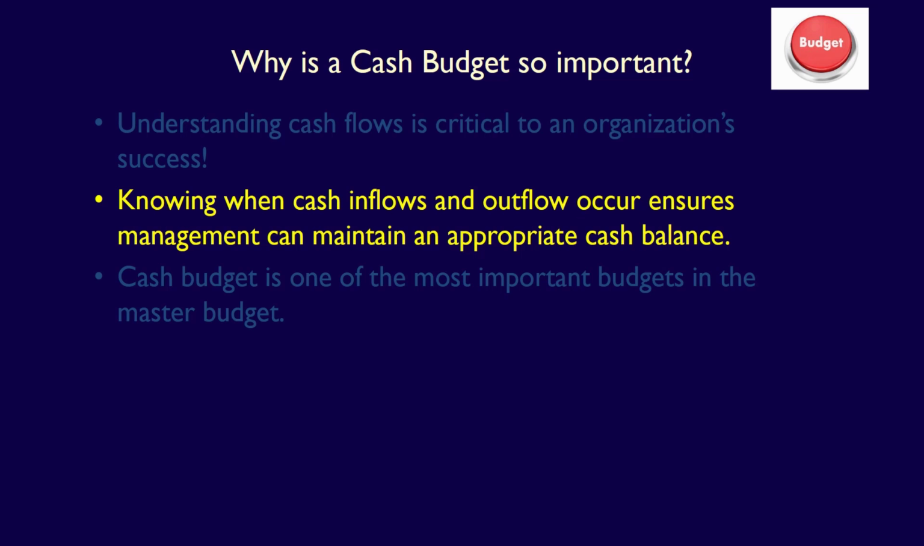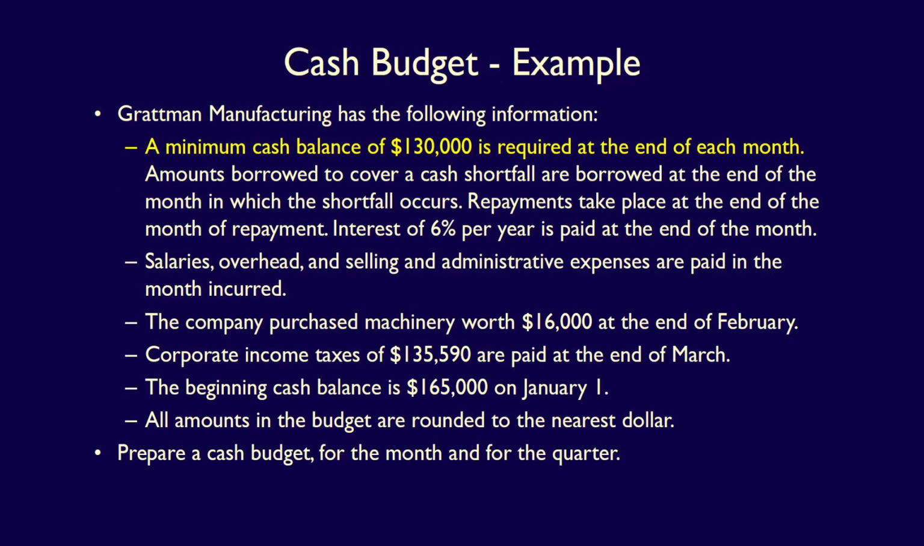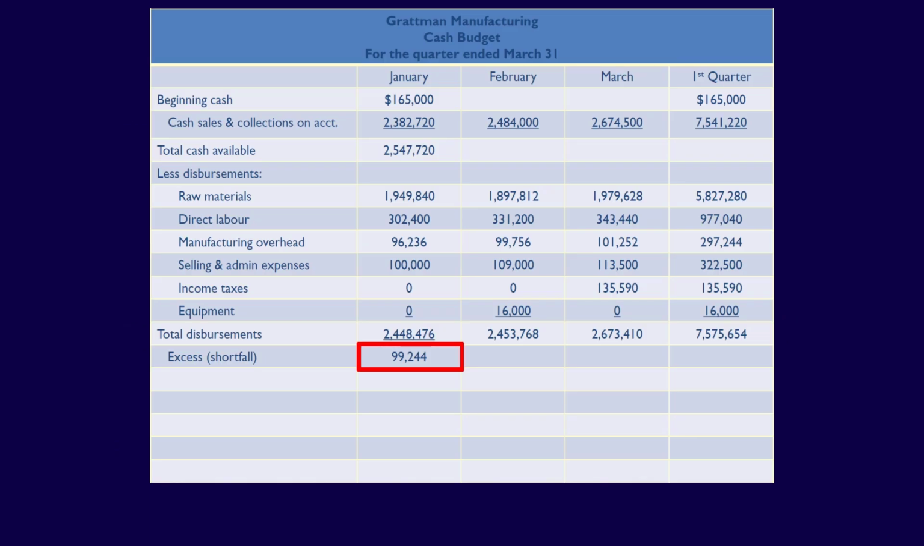Recall from a past video that cash budgets are important because organizations cannot be successful without the appropriate amount of cash. A cash budget allows management to determine an appropriate cash balance required for their short-term cash needs. In this example, Gratman Manufacturing requires a minimum cash balance of $130,000 at the end of each month. If the cash balance is less than $130,000, Gratman must borrow short-term cash from a source, such as a bank. Gratman has only $99,244 at the end of January, so they have to borrow in order to increase their available cash to $130,000, the required cash balance at the end of every month.